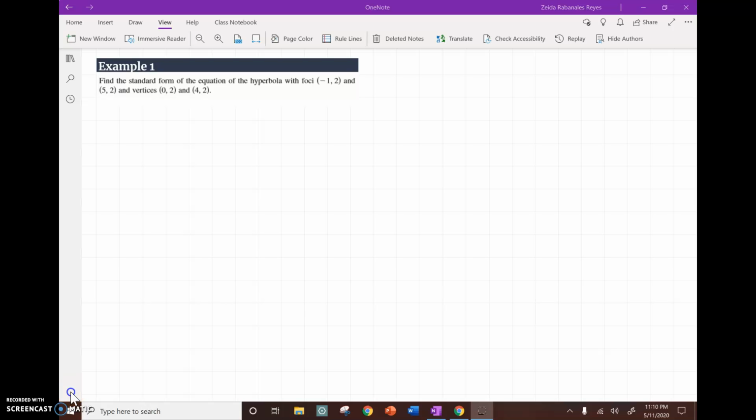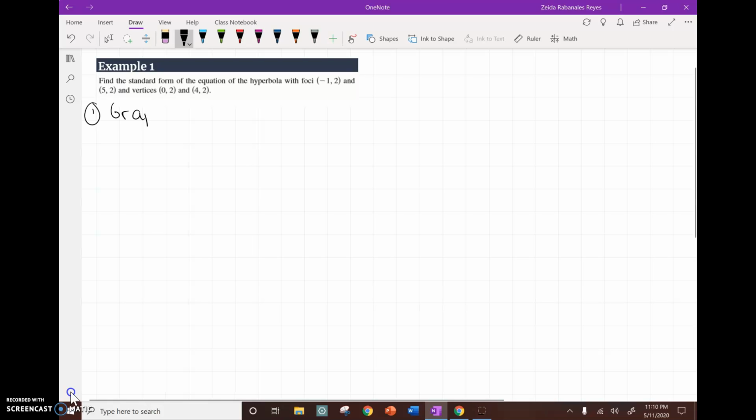Alright, so continuing off from last week's lesson, we're going to work on example 1, where we find the standard form of the equation of the hyperbola with the focus points at -1, 2 and 5, 2, and the vertices at 0, 2 and 4, 2. My first step is going to be to graph these points just to get a sense of where the hyperbolas are at.